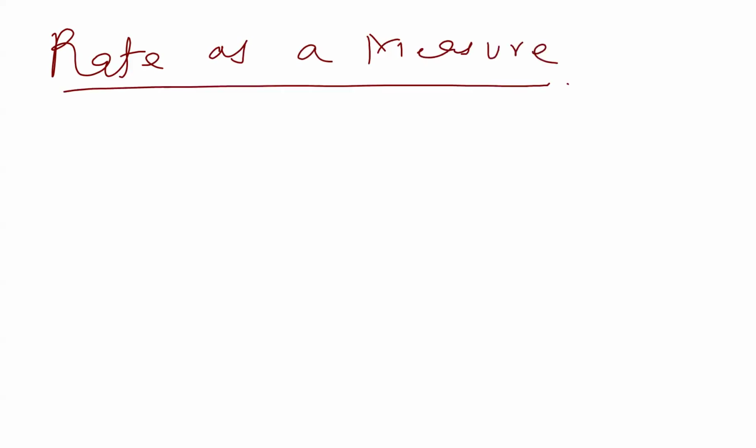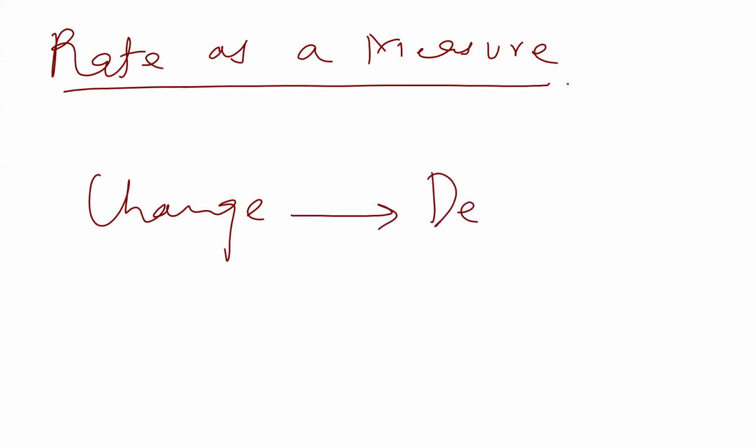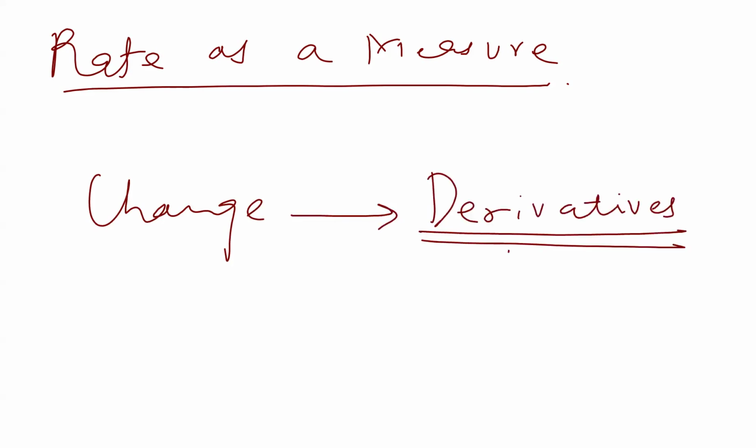So we are starting with the second part of the chapter, that is the rate as a measure, or rate of change we can say. If anything is changing, increasing or decreasing, it indicates we have to use derivatives, because derivatives is nothing but the study of change. So if anything is changing, we have to use derivative. That is the concept in this particular exercise.